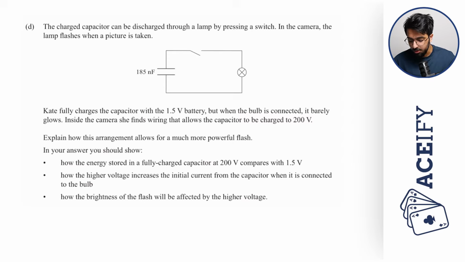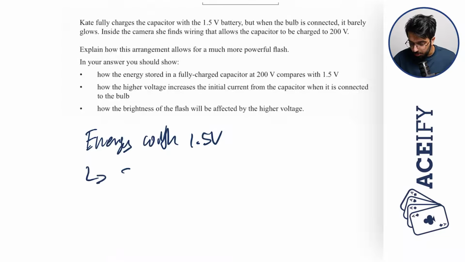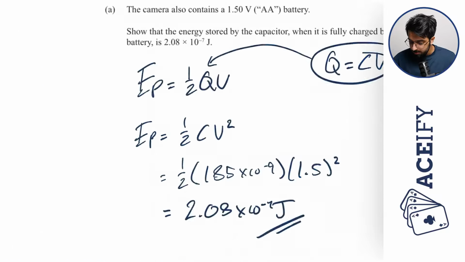In your answer, you should show how the energy stored in a fully charged capacitor at 200 volts compares to 1.5 volts, how the higher voltage increases the initial current from the capacitor when it's connected to the bulb, and how the brightness of the flash will be affected by the higher voltage. Alright, so we know that the energy with 1.5 volts is equal to 2.08 times 10 to the negative 7 joules. We found that in our very first question.